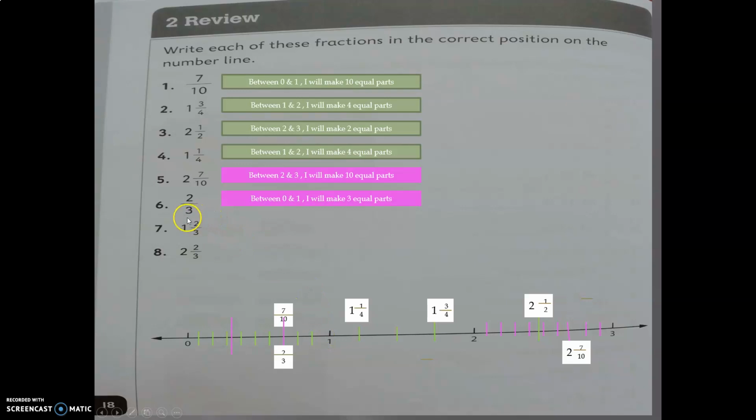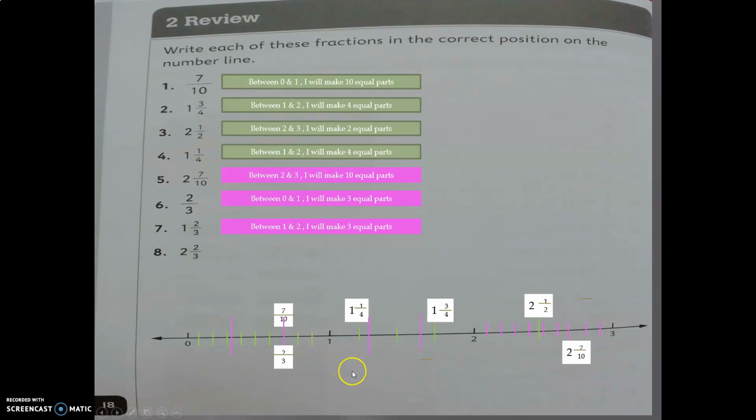Let's go to number 7. 1 and 2 over 3. So once you have 1 here, it means you are playing in the area between 1 and 2. And you need to cut the area between 1 and 2 into how many equal parts? I need to take a look at the denominator. It is 3. So I need to cut the area between 1 and 2 into 3 equal parts. So I can take the 2 out of 3. Let us cut it. 1, 2, and 3. Now I have 3 equal parts. And my mixed number is 1 and 2 over 3.